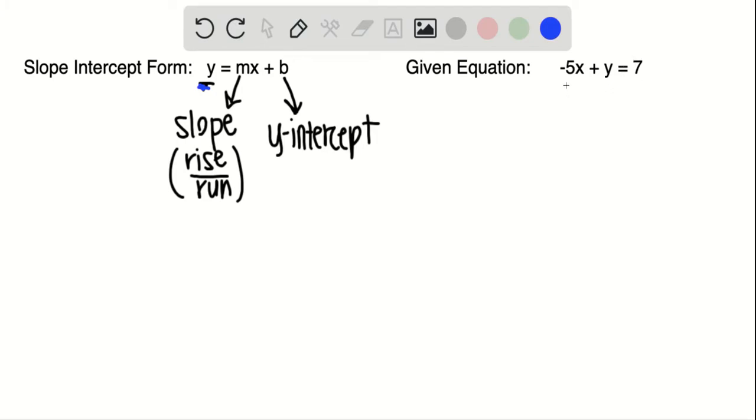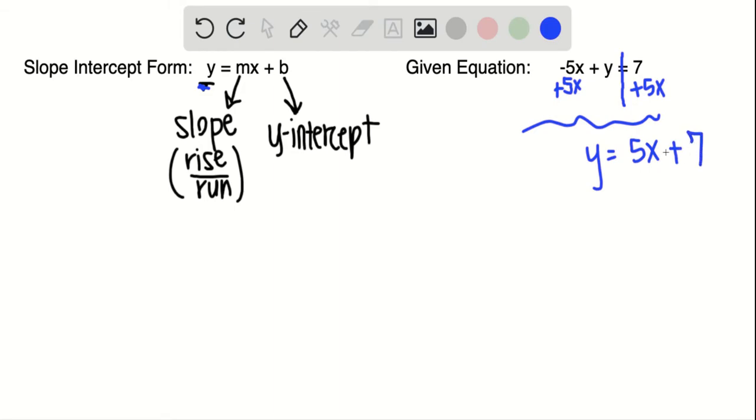All I need to do for this is to go ahead and get negative 5x on the other side of the equation sign. Here's a little line so we can see the divider between them. To get negative 5x to the right side of the equation, I'm going to undo it with the inverse operation, which would be adding 5x. To balance this equation, whatever I do to one side, I also have to do to the other. So I'm going to also add 5x to this side. And so my new equation will be y = 5x + 7.